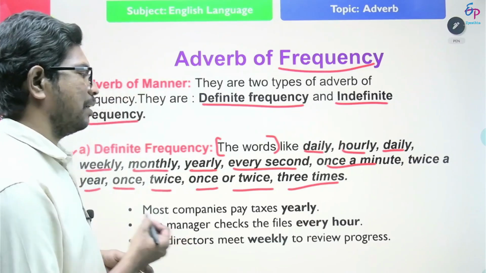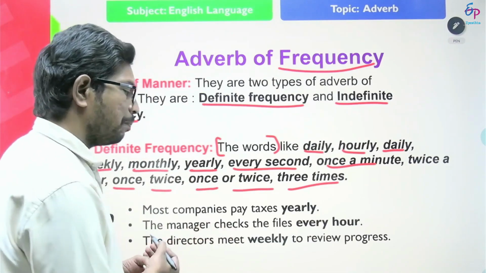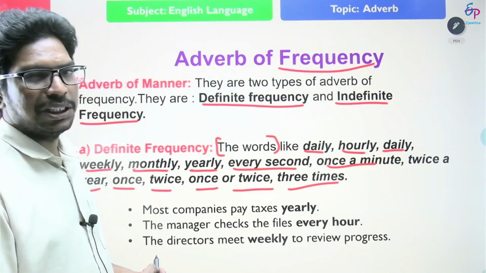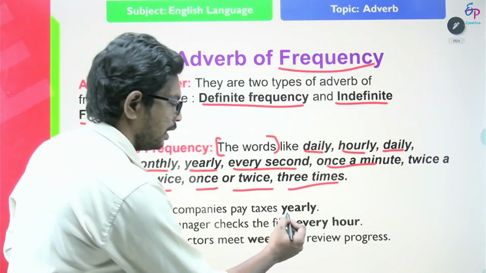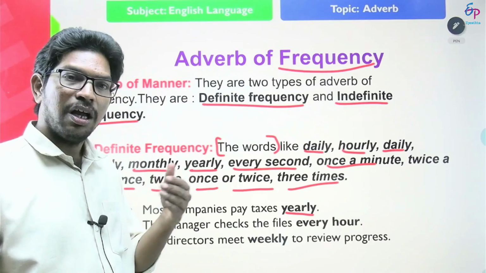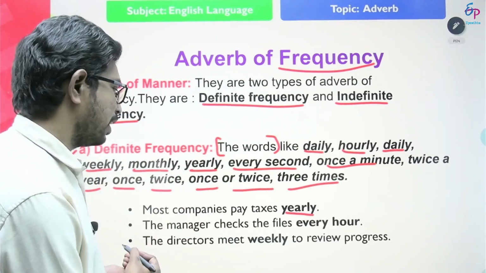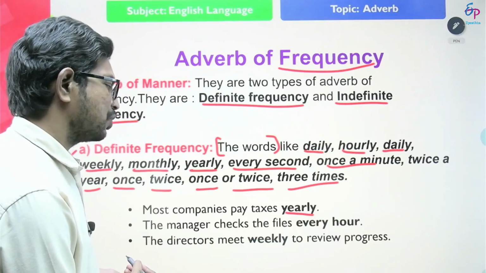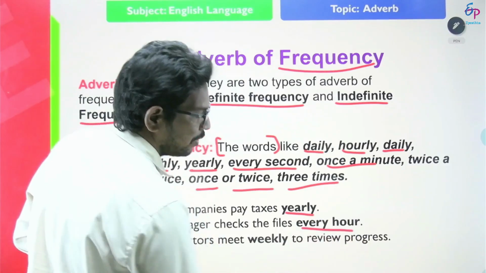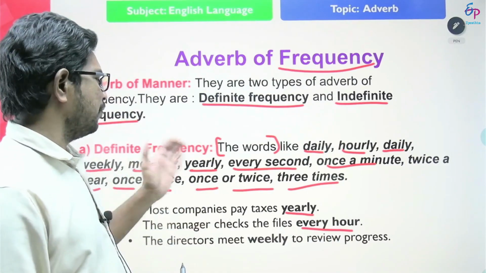They tell us how many times the action occurs. So look at the example, how they function in this sentence. Most companies pay taxes yearly. When? Yearly. So the word yearly is showing how often the action happens. Look at another example. The manager checks the files every hour. The phrase every hour is showing how many times the action occurs. So that is definite frequency.